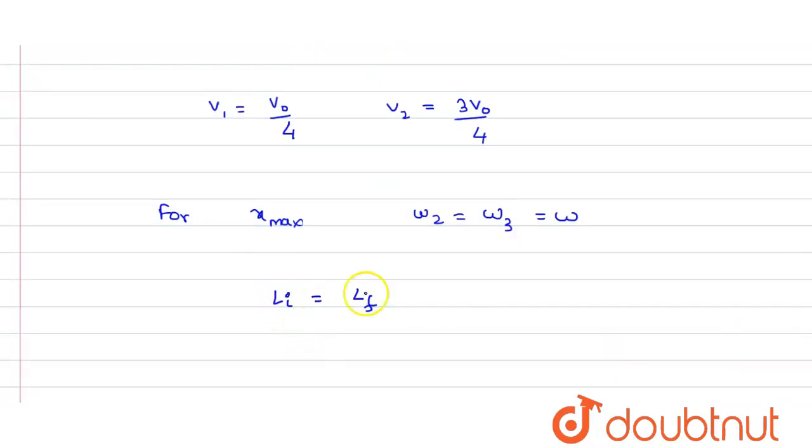Now what would be the angular momentum? Angular momentum can be written as m times v times r. So for mass 2, the mass is m, and the velocity is 3v0 by 4. This is the velocity, and the distance from the axis is 2r, because it is moving in a circle of radius 2r. This would be equal to the final angular momentum.